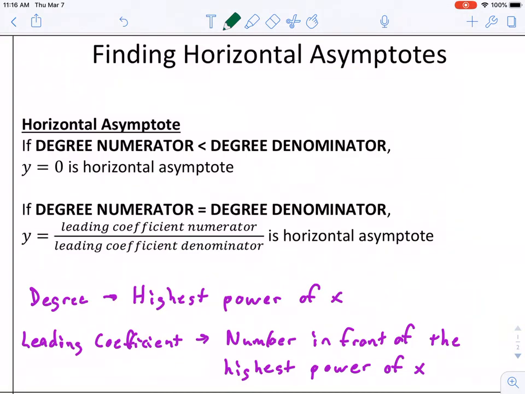Now, the second way is if the two degrees are equal to each other, then you're going to have y equals the leading coefficient of the numerator over the leading coefficient of the denominator. And if you've forgotten what leading coefficients are, they're the number in front of the highest power of x. So basically, if you have both of them written in standard form, it's the number at the very front of your expressions.